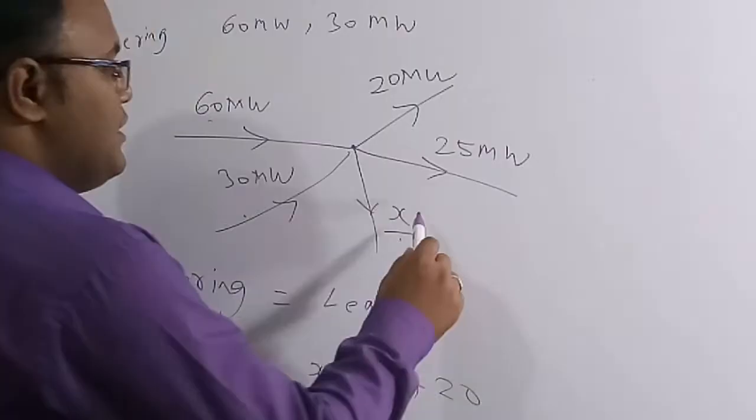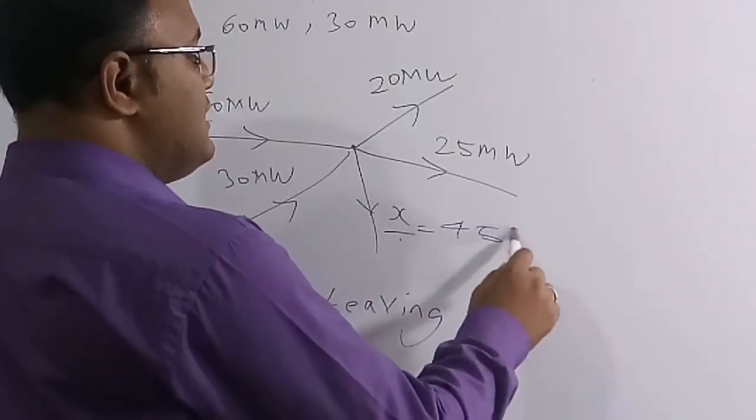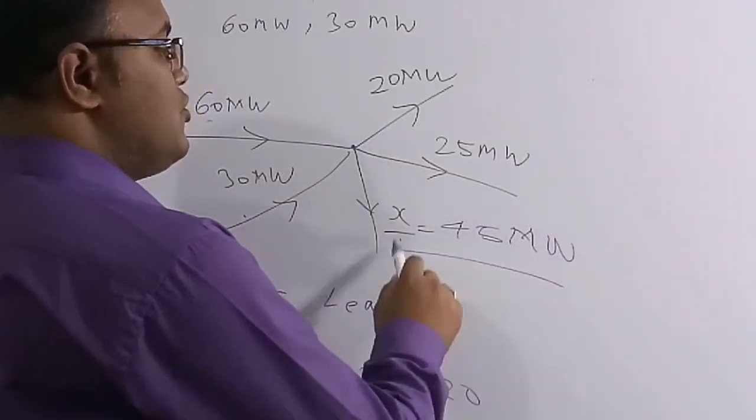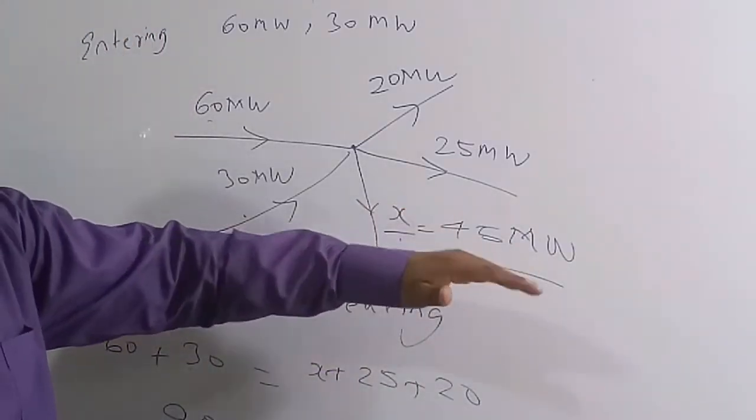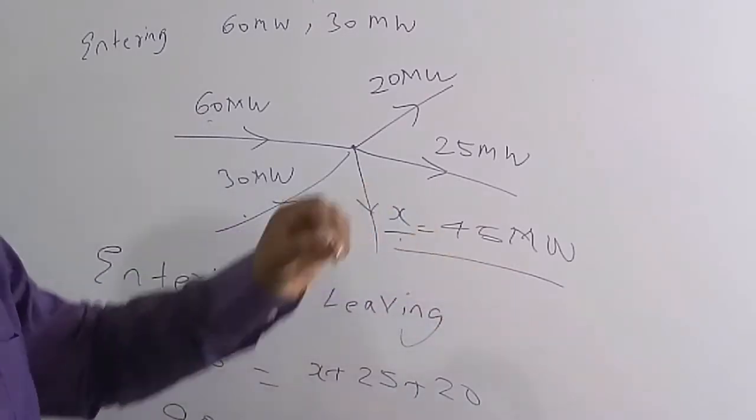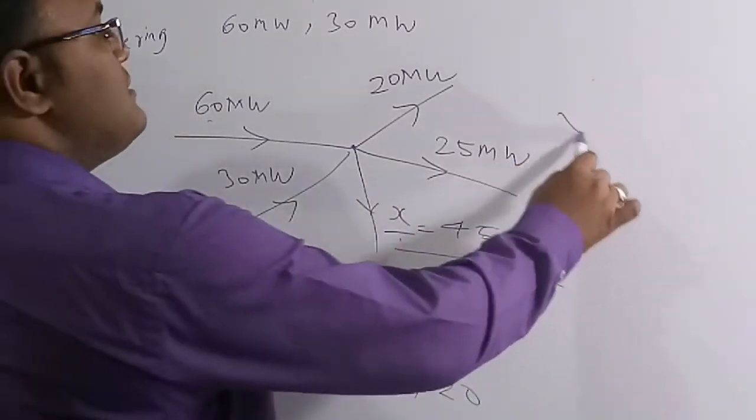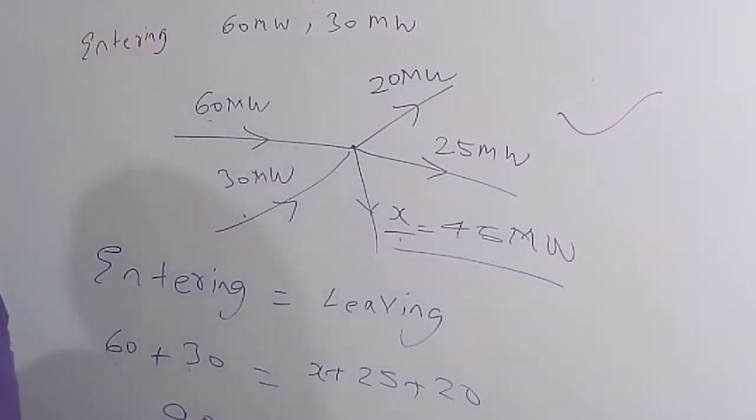So 45 megawatt of real power is going to leave the node. Therefore option B is the correct solution, meaning 45 megawatt of power is going to leave this junction. Power is always conserved, meaning input power is equal to output power in a branch.